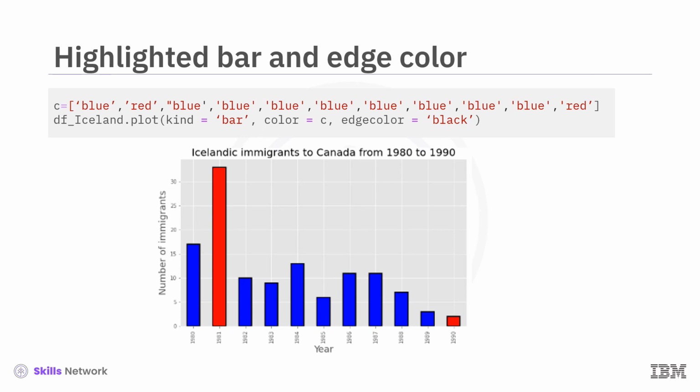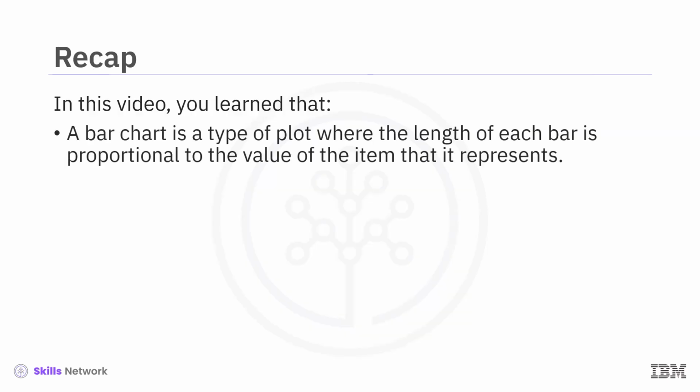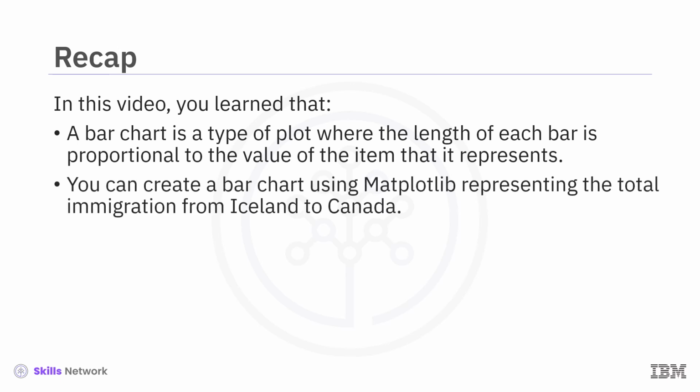By assigning the color of your choice to the edge color parameter, you can change the borderline color of each bar. In this video, you learned that a bar chart is a type of plot where the length of each bar is proportional to the value of the item that it represents. You can create a bar chart using Matplotlib representing the total immigration from Iceland to Canada.